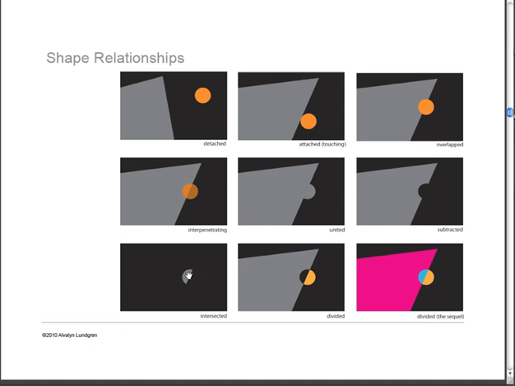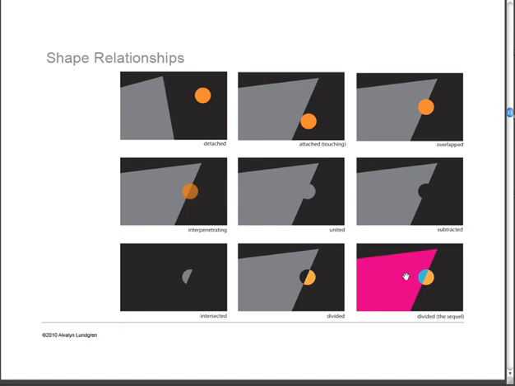So intersection is where you have two shapes overlapping, and all you have remaining is the overlapped area. It would be like an intersection of two streets coming together. And the point at which the north-south direction overlaps the east-west direction, that's the intersection, and that's what you have left. You get rid of everything else and you just have the intersection, so that's why it's called intersection.